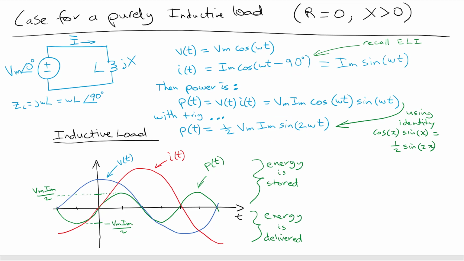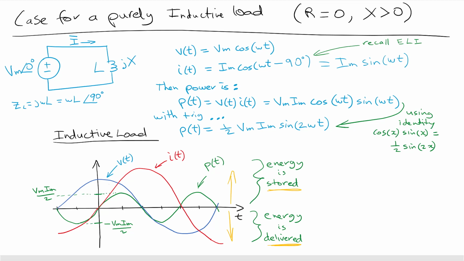So when the power is positive, that means power is absorbed. However, in the case of an inductor, the power isn't dissipated as heat like it is with a resistor. It's actually stored as magnetic energy within the inductor, and then when the power goes negative, that means energy is being provided to the circuit, so the magnetic energy which has been stored is being released and then delivered into the circuit.